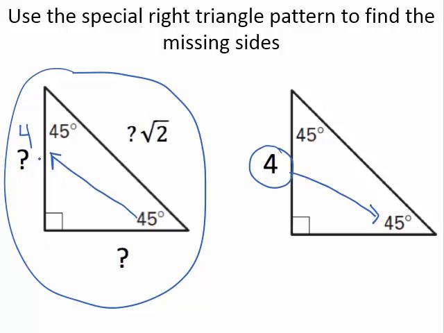Once we have that, we can find this side that is across from the other 45-degree angle. Well, it also has to be a 4. Once we know that unknown amount, we can just fill it in. It's a 4. Which means across from the 90 is that unknown amount times the square root of 2. In this case, our unknown amount was 4, so it's going to be 4 times the square root of 2.